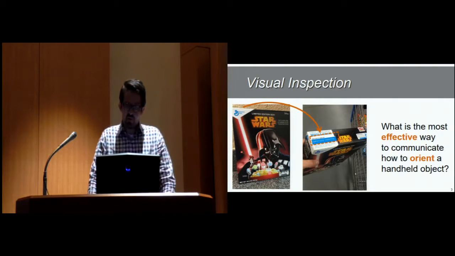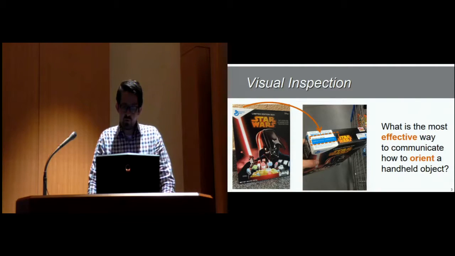So the question we're trying to answer here is, if a computer could recognize and track the object you're holding, how would it show you what direction you need to turn it and by how much to get the right perspective?